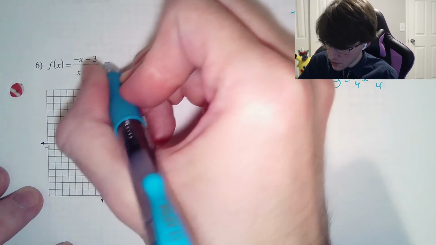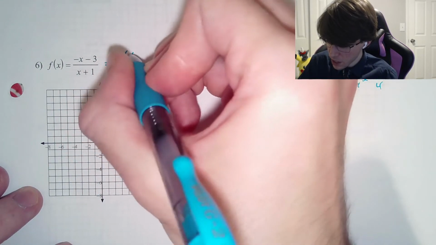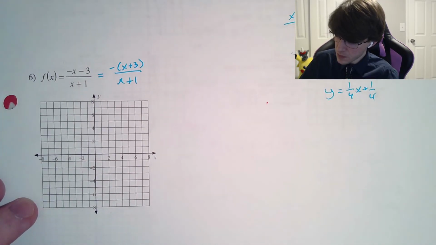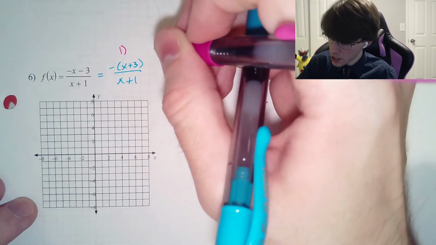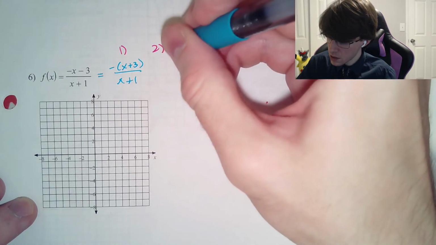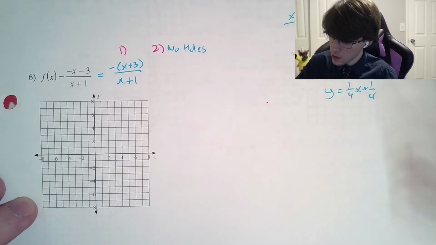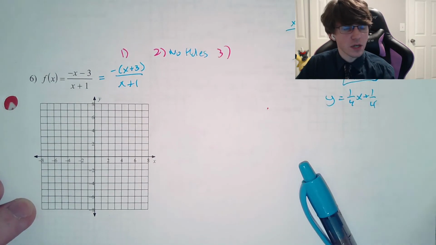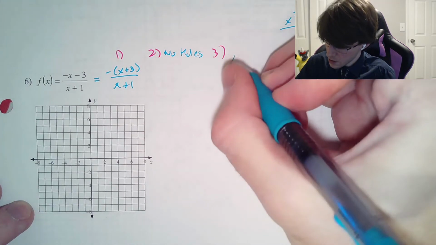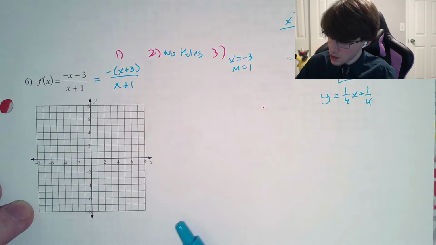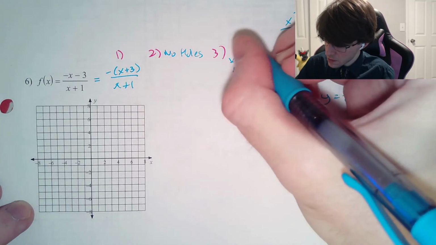So we're going to factor out first that we have a -1 that we can factor out, x plus 3 divided by x plus 1. There is our step number 1. Step number 2, yet again, no holes here. Step number 3 for this one, we have x is equal to -3 with a multiplicity of 1, and that's our zeros.